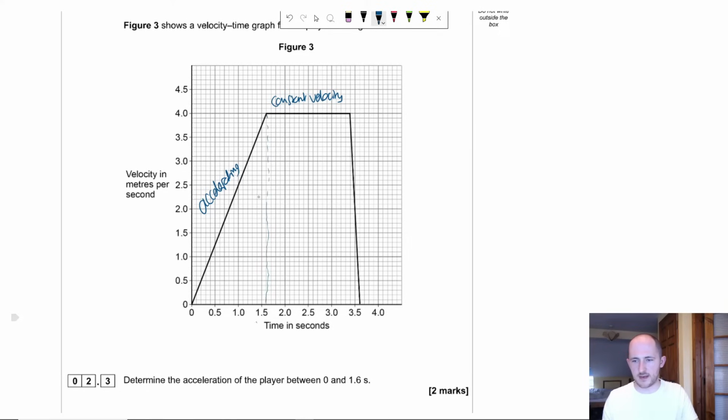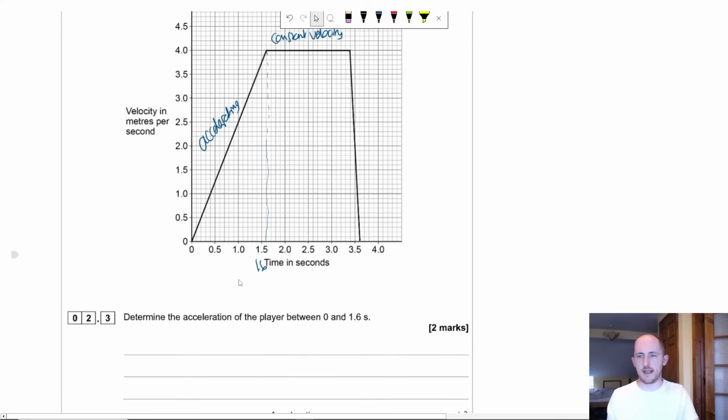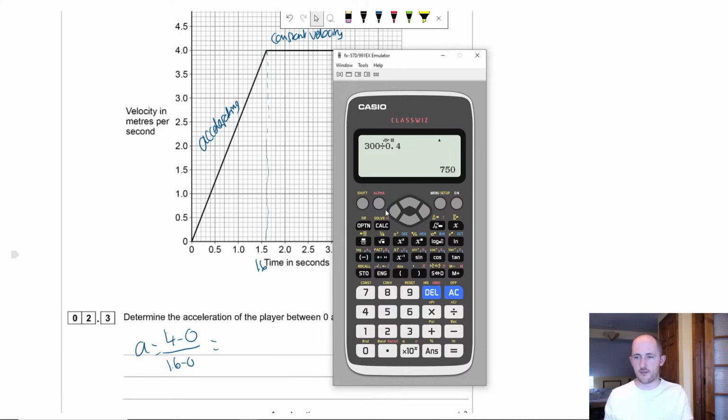So that's 1.6. So all we're doing here is we're taking the change in the y-axis, again, bit of maths. So it ends up at 4, starts off at 0, so it's 4 minus 0, over, ends up at 1.6 seconds, starts at 0, so 1.6 minus 0. So let's work this out. So of course, since we're minusing 0, I don't have to worry about that. I can just do fraction 4 over 1.6, but let's type it in fully just to make sure we're all on the same page.